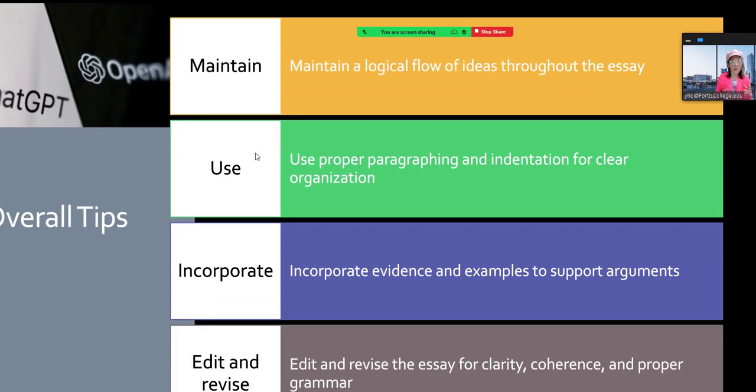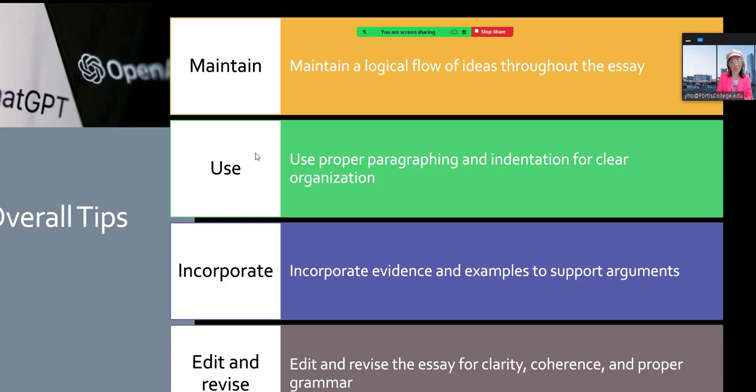And so, overall tips. You could use ChatGPT to brainstorm your essay, and ChatGPT will give you a logical flow of ideas. It will give you proper paragraphing and indentation for clear organization, and incorporate evidence and examples to support arguments. And so if you tell ChatGPT, write a five paragraph essay on the advantages of whatever your topic is, or write a 5-paragraph essay on your topic, then it will give you a 5-paragraph essay.